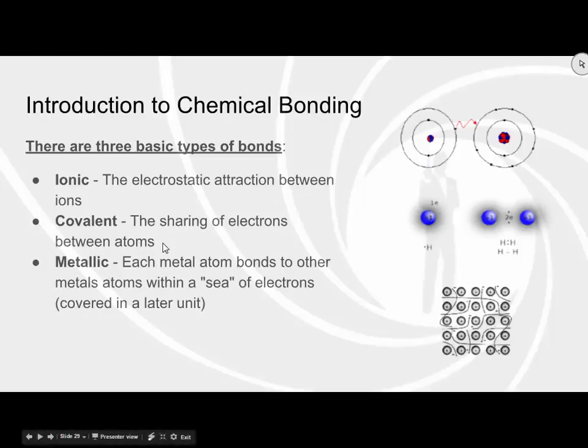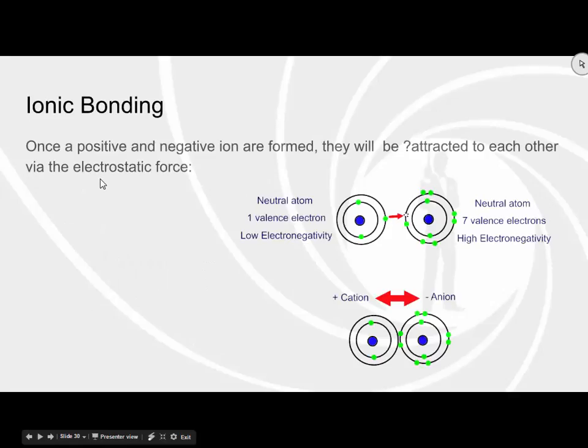Two other types of bonds that we'll talk about in later units are covalent, which form by sharing electrons. Remember, ionic is the transfer of electrons. So one becomes positive, one becomes negative. Covalents form from sharing electrons. And the metallics form by a bunch of electrons being shared together. We're going to focus in this unit on just the ionic bond.